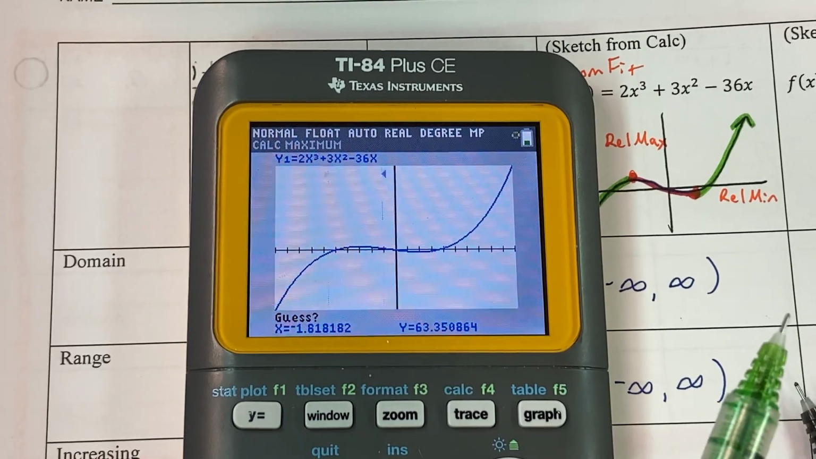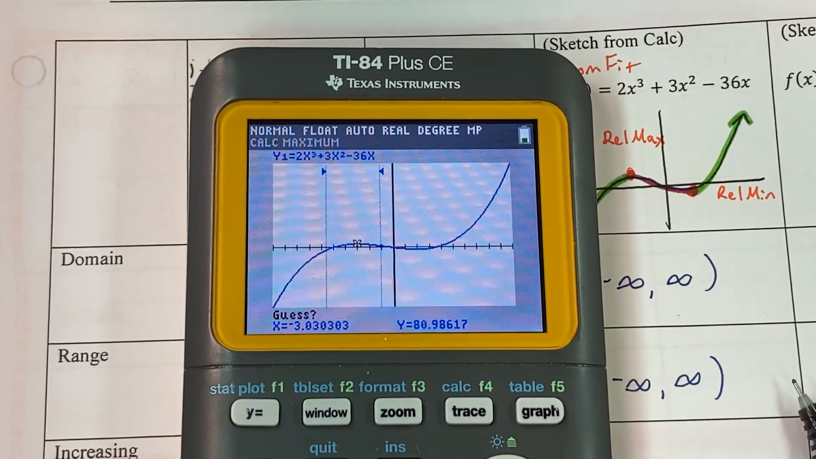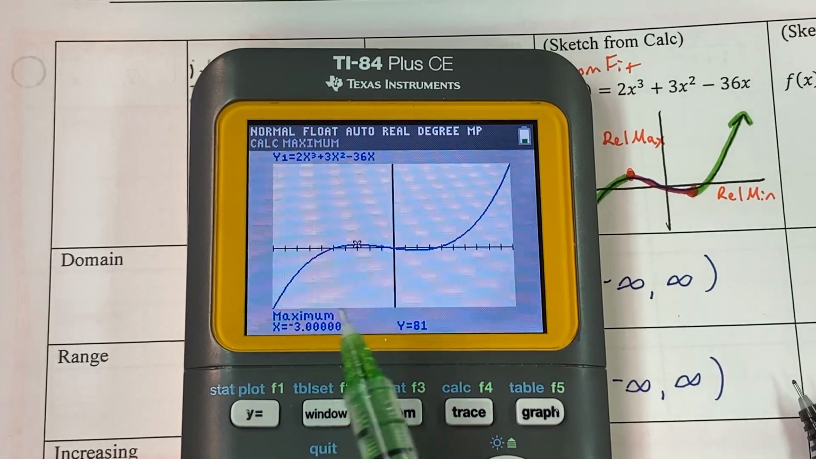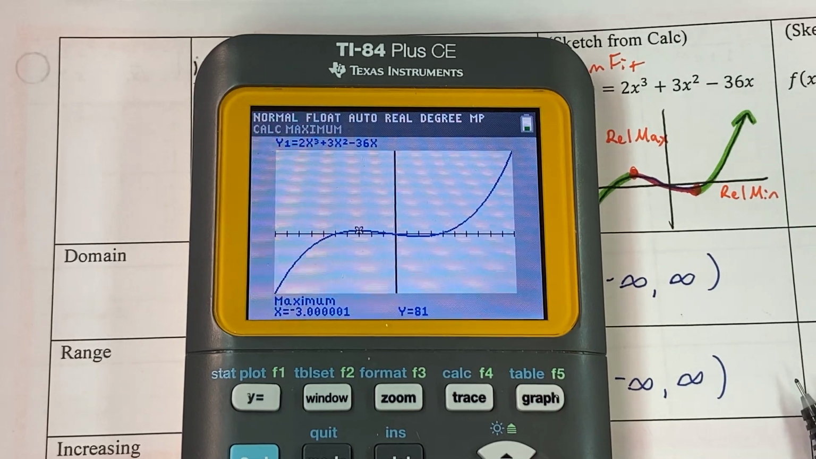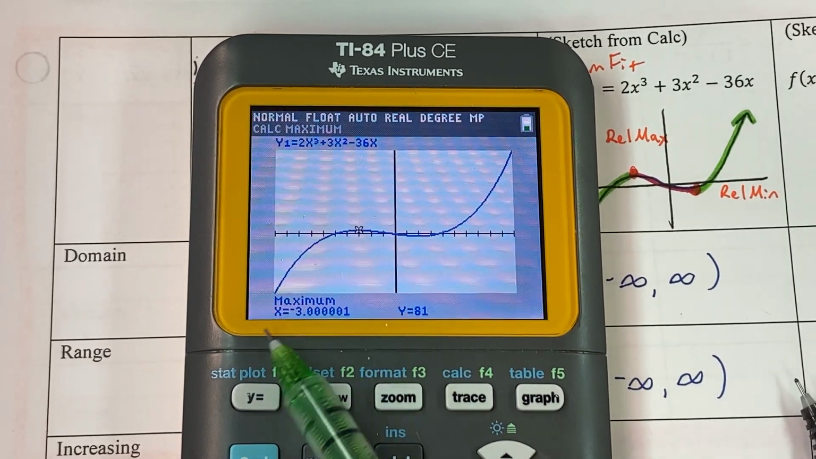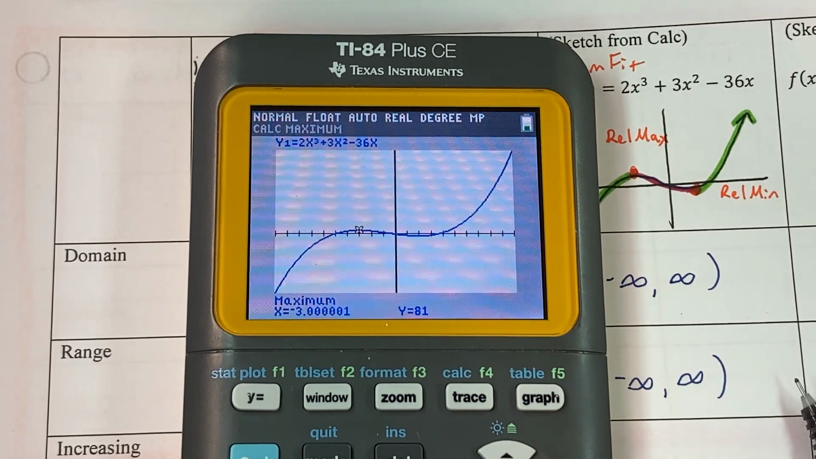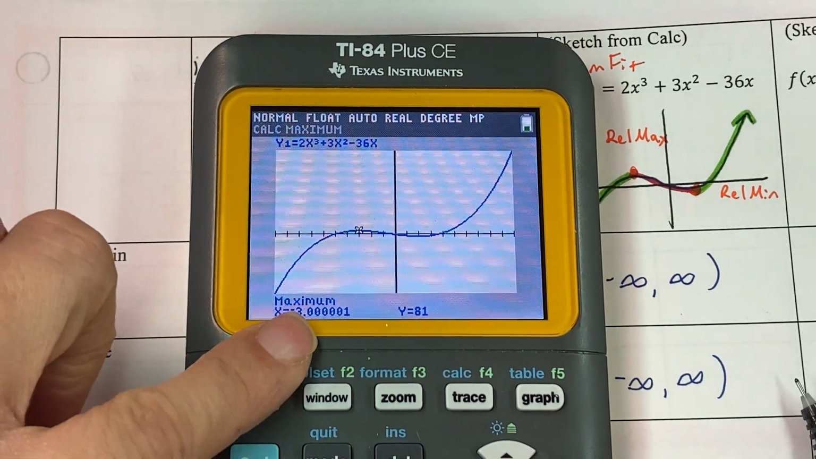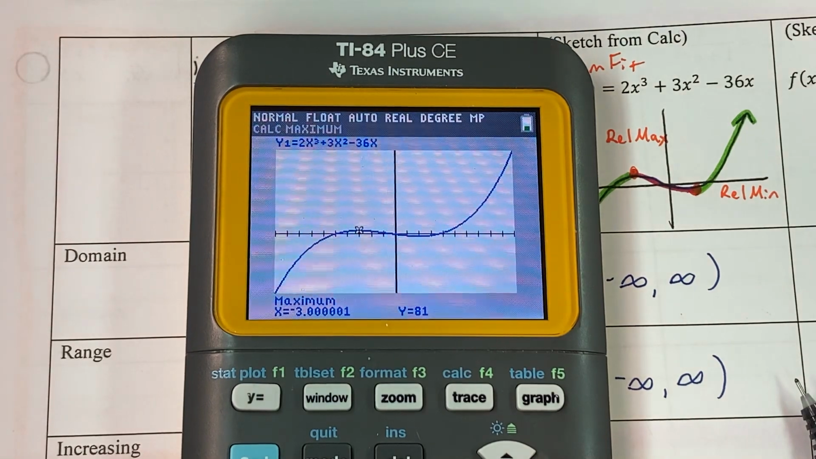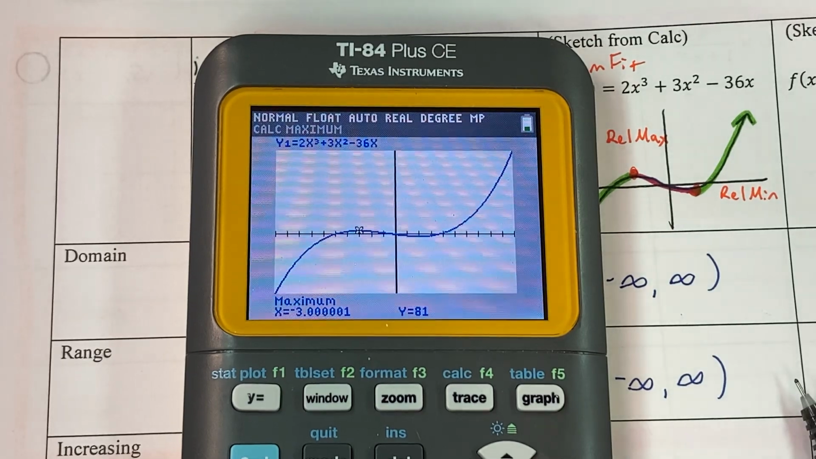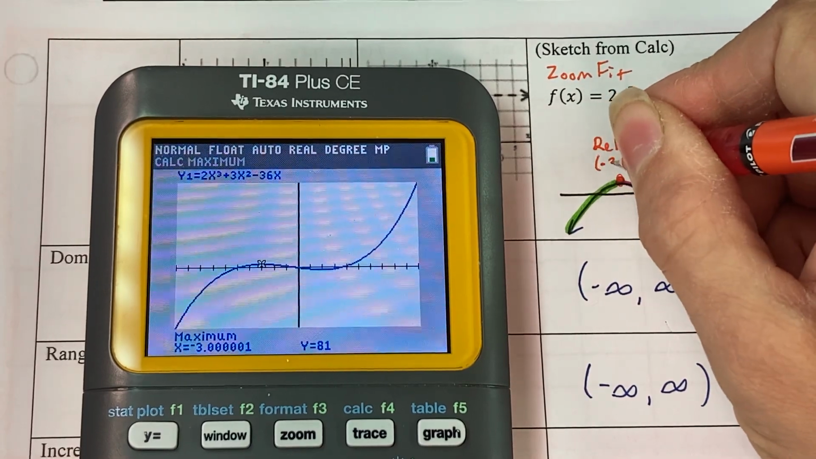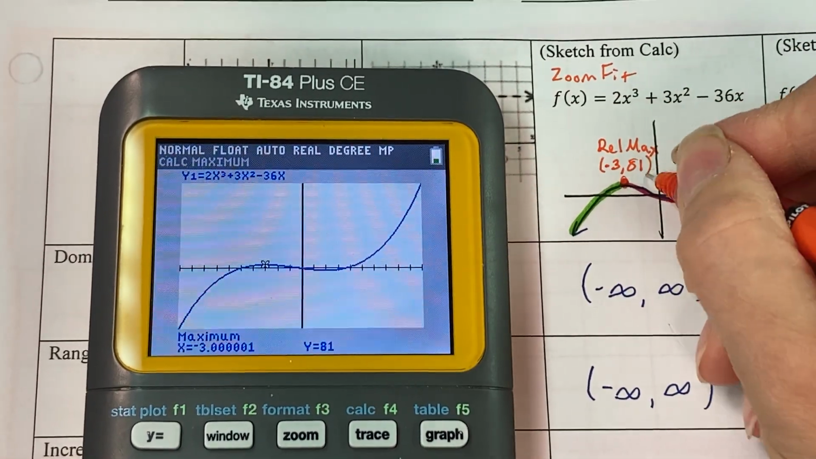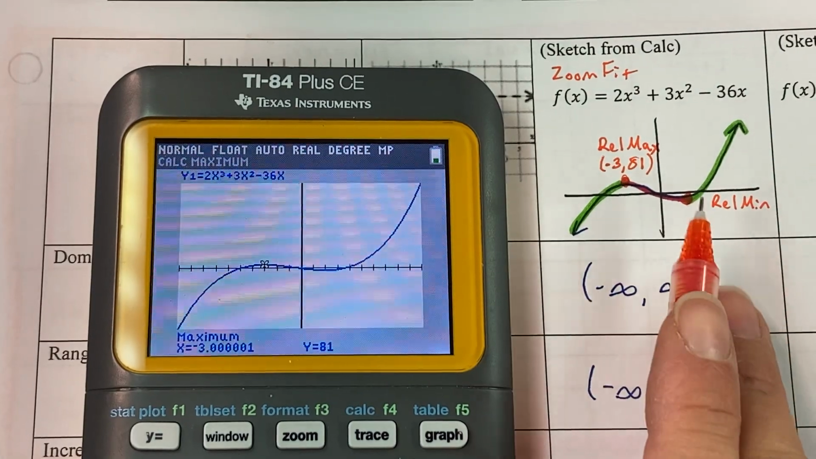Now for the guess, you don't really have to push anything else, but I'm going to go about to the point where I think it's occurring. And my calculator tells me this. Now, your calculator, it's not always perfect, so I don't know why it's giving us that 0.00001, but you can just assume that that maximum is at negative 3, 81. Same with if it said negative 2.9999999, you can go ahead and just round that to negative 3. So now we can go ahead and state that coordinate on our graph, negative 3, 81.